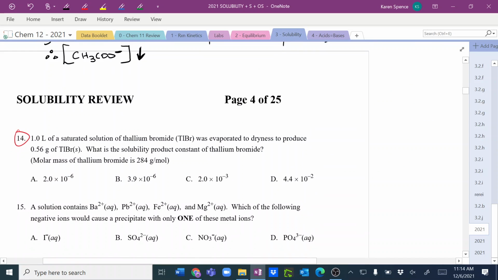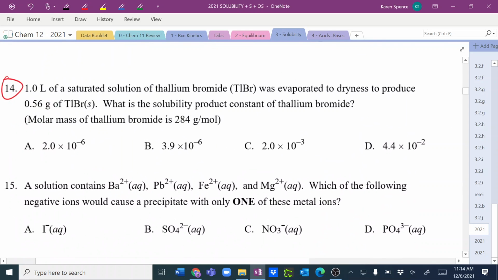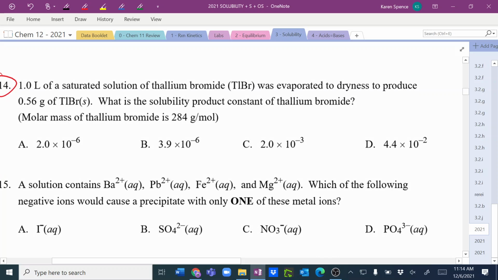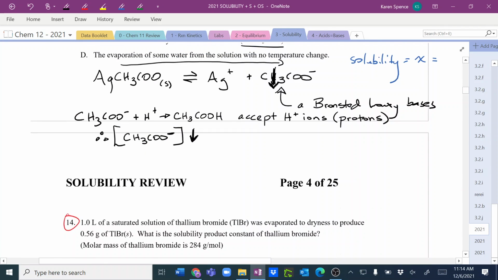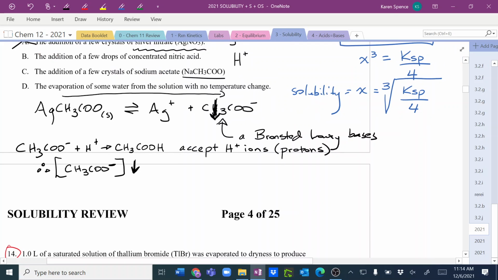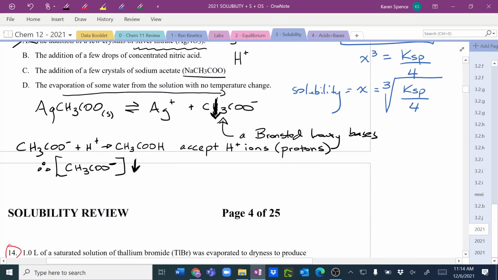Number 14. 1 liter. Yes. Oh yeah, for sure. Anytime I move on too quickly, just always let me know. Yeah, no problem.